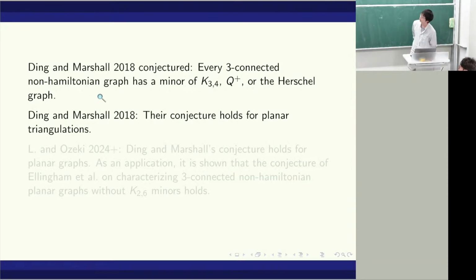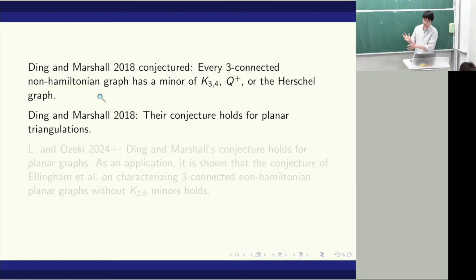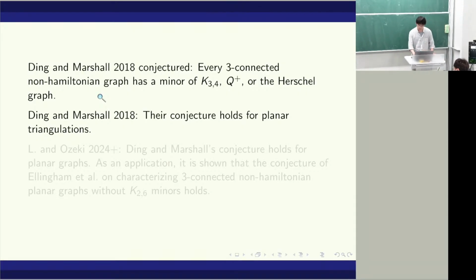And let's go back to the conjecture. In the same paper, when they proposed the conjecture, they proved that it holds for planar triangulations. This means that every non-Hamiltonian planar triangulation, which must be 3-connected, must have a minor of the Herschel graph, because K34 and Q plus are non-planar. The proof comprised a computer proof. They actually characterize all such planar triangulations.